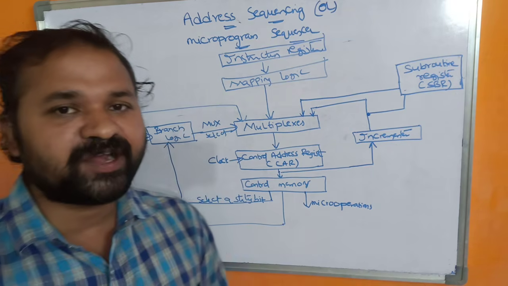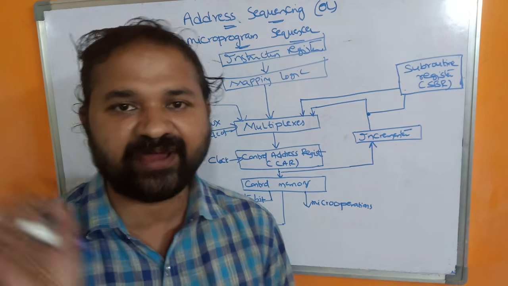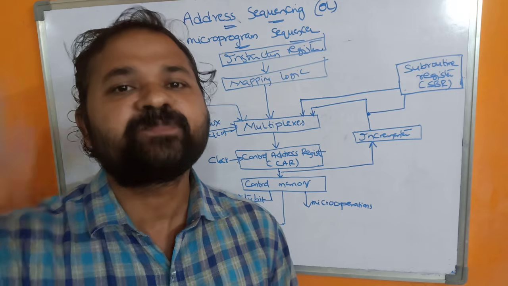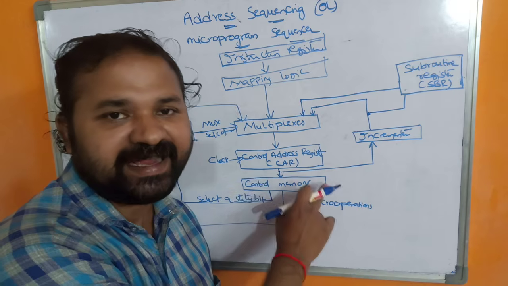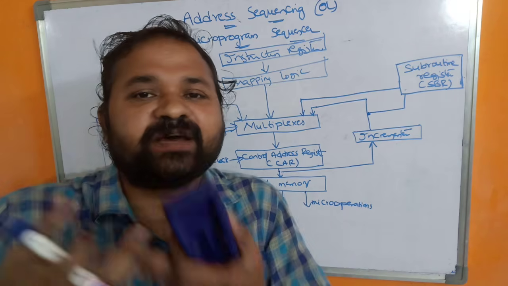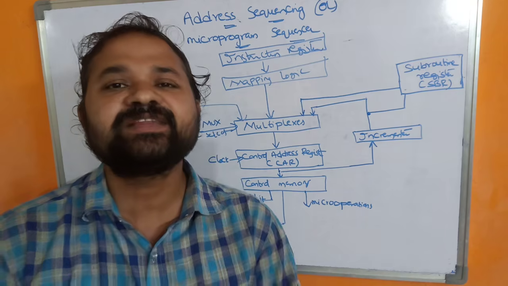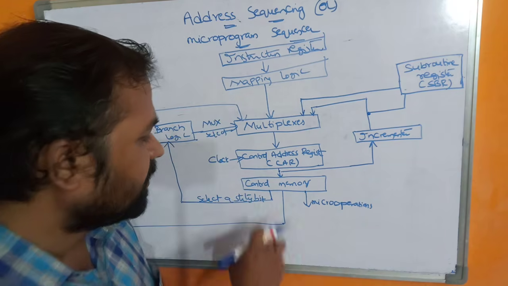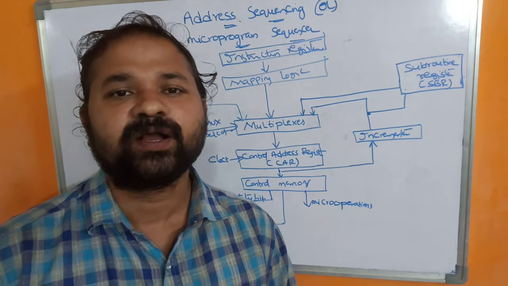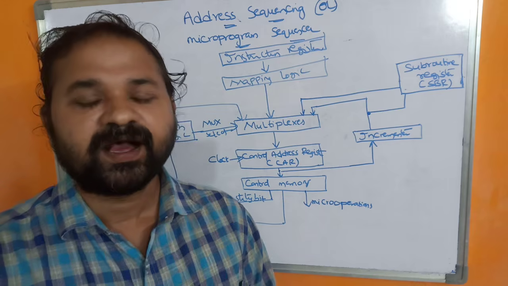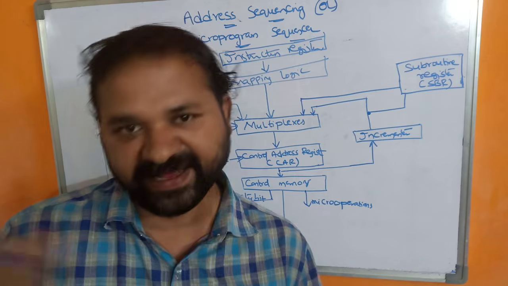In a microprogrammed control unit, the control logic is implemented with the help of software, a program. That microprogram is stored in control memory. So control memory contains the microprogram, which is useful for executing the control unit. Next, every microprogram contains a collection of micro instructions, and each micro instruction contains one or more micro operations.